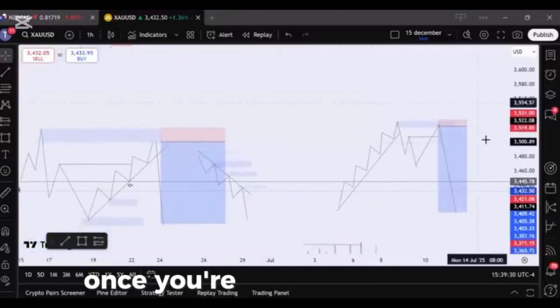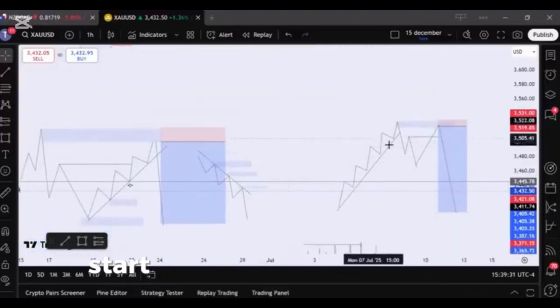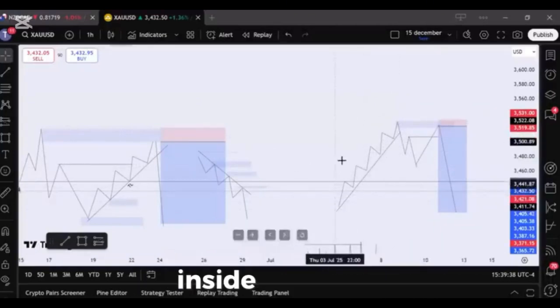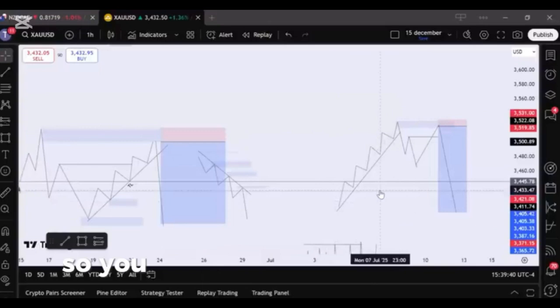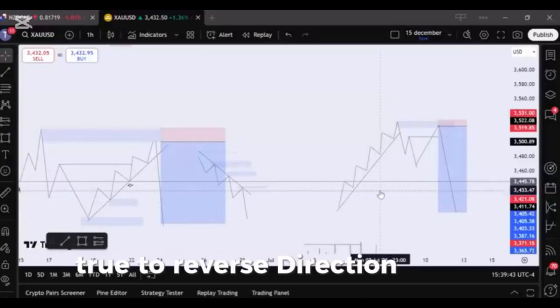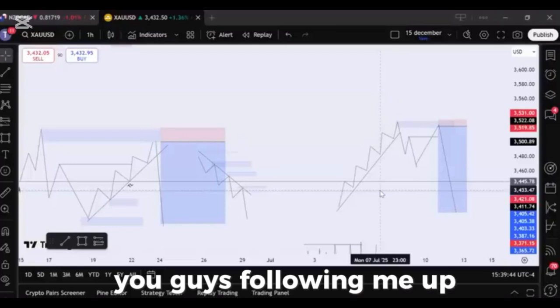In this scenario, once you're selling the market, it's not advisable to start looking for other blocks here for a buy, or here for a buy, or here, provided that all of them are still enclosed inside this trendline liquidity. So you wait for the liquidity to be taken out first before you can start looking for trades to reverse the direction of the market. You guys following me?